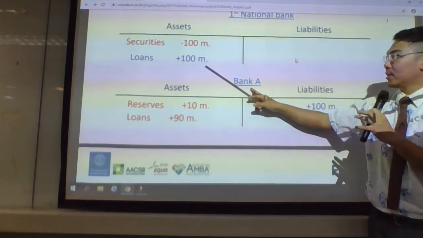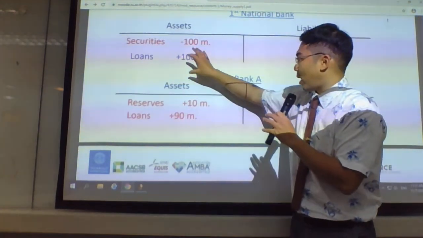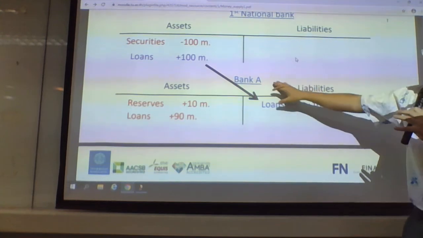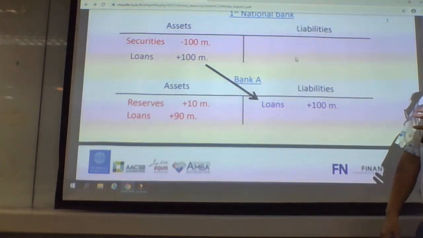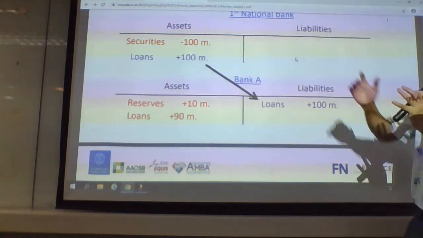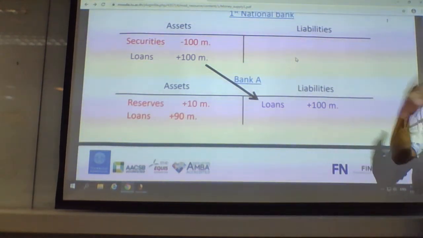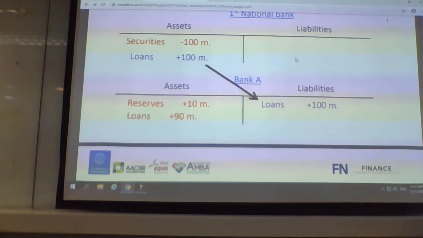Okay, Bank A. So Mr. A deposits 100 million here into the balance sheet of Bank A. Mr. A just borrowed the money from the First National Bank to make the deposit. It may sound a little bit ridiculous, but this is the assumption of the multiple deposit creation to show you the basic idea of how the banking system can affect the level of the money supply in the economy. Okay, now let's see what happens next.